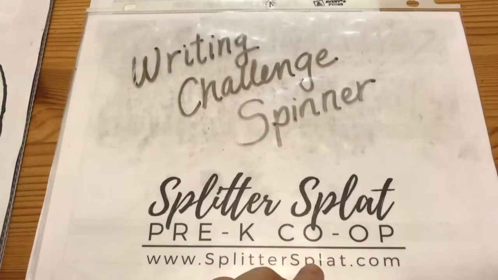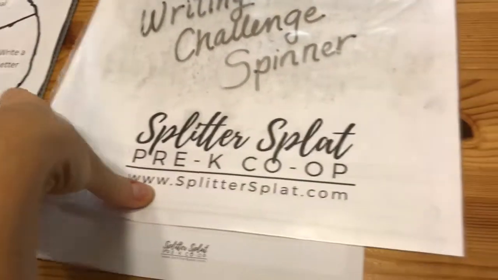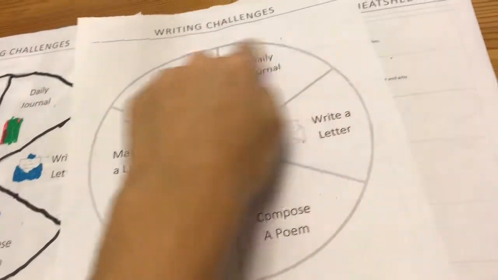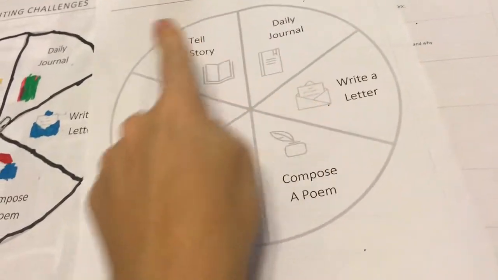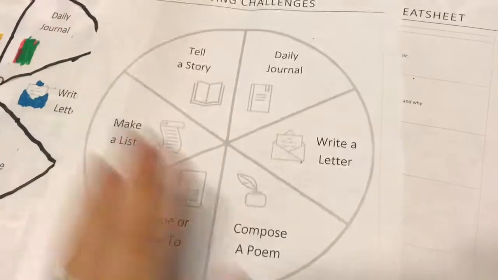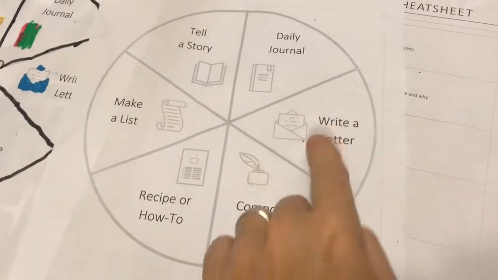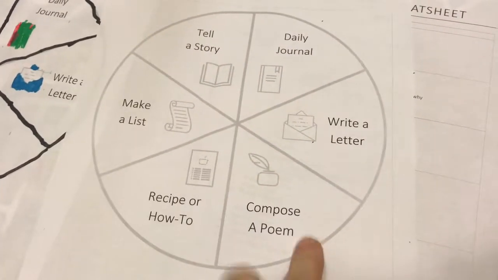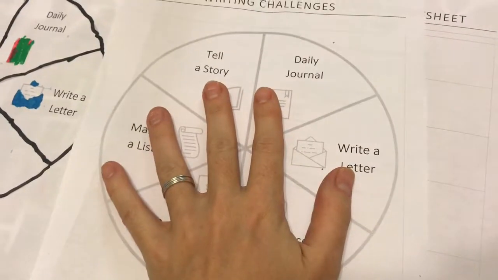So the first thing you're going to want to do is print out your writing challenge printable. You'll see there's a spinner here with the different writing challenges on it. You can make your own though. You don't have to use ours, of course. Just a piece of paper with a circle on it, and then write whatever challenges you want. These are just some suggestions. You can always do other ones as well.